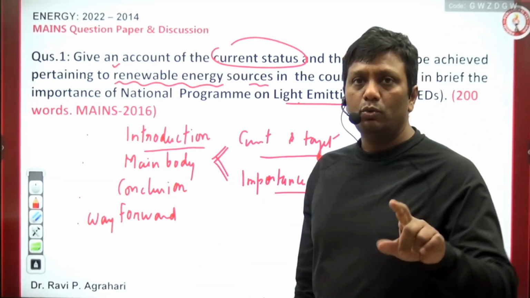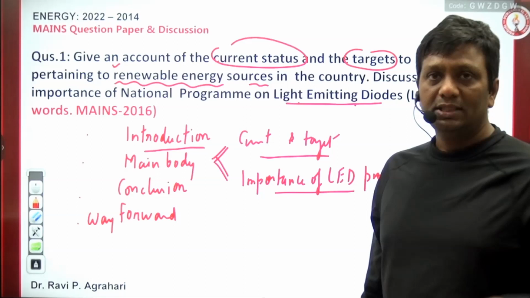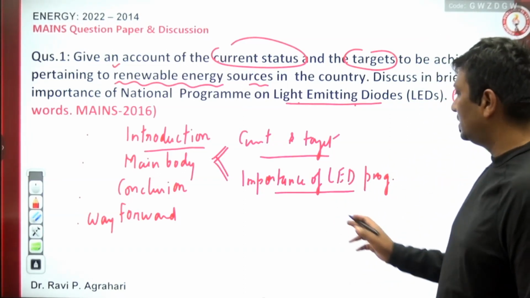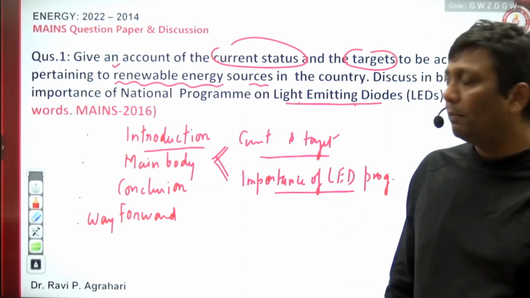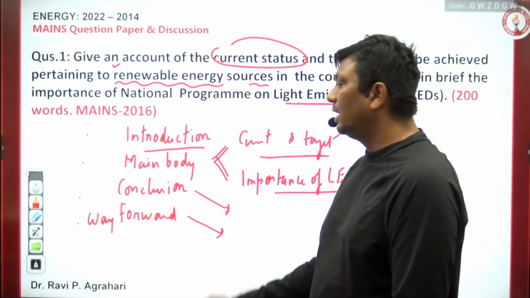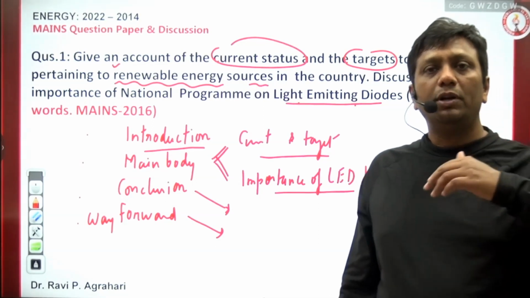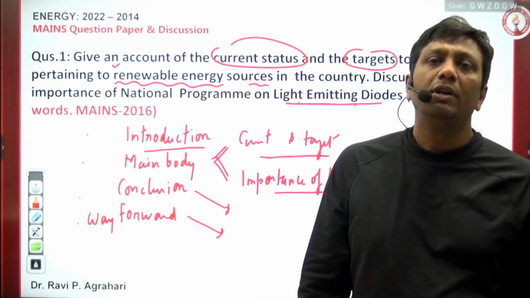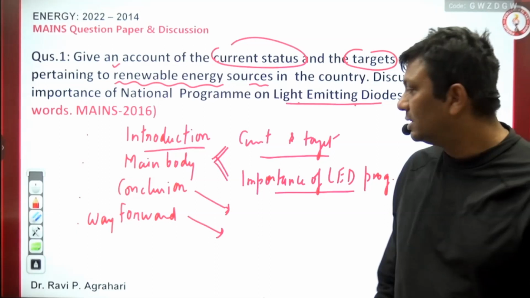The main body has two dimensions: the first is current status and targets, and the second is the importance of LED programs. The third point is the conclusion, and the fourth is the way forward. Way forward means India's future in any aspect on which UPSC has made questions.